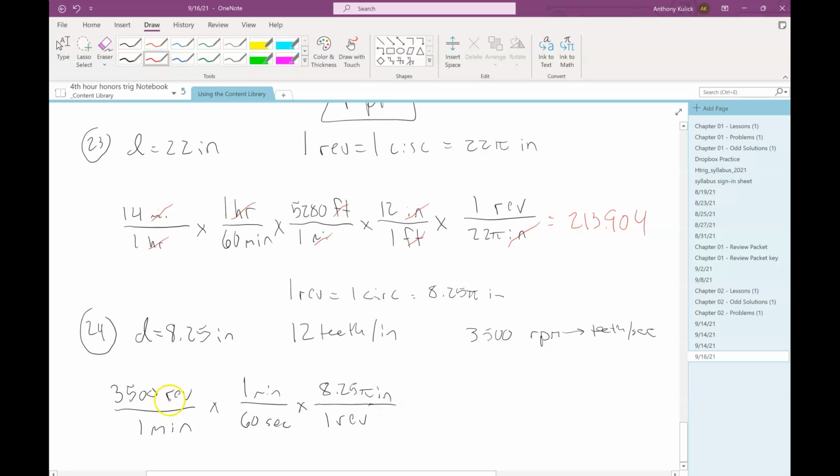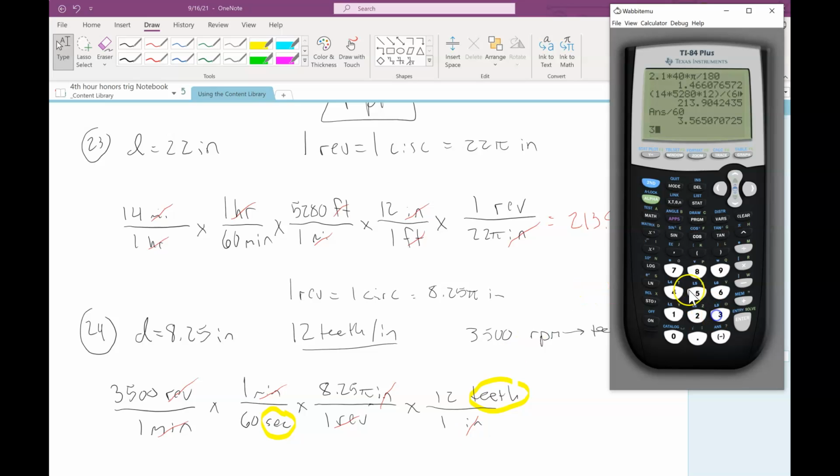So again, we'll look at where we've gotten to. We're in inches per second, right? So the last thing I know is that there's 12 teeth per inch. So that'll give me now teeth per second. And it's just time to type it into my calculator. And this is going to be a big number here, huh?